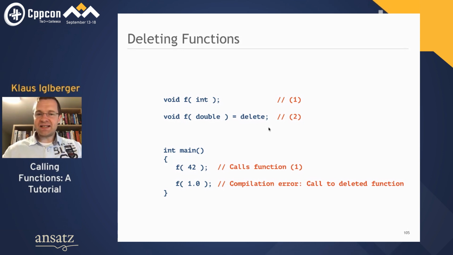Equal delete is not changing anything with regard to the declaration, and it definitely does not get rid of this function. It does not remove it. On the contrary, equal delete is a definition that says this function has no implementation. So function f that takes double, function 2 does exist. And if you try to call it, you will get the according compilation error.